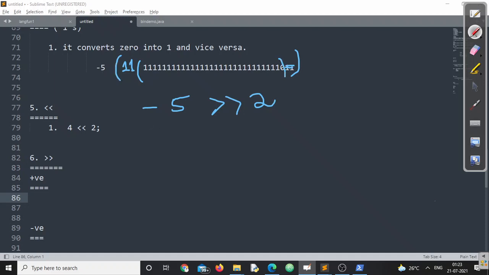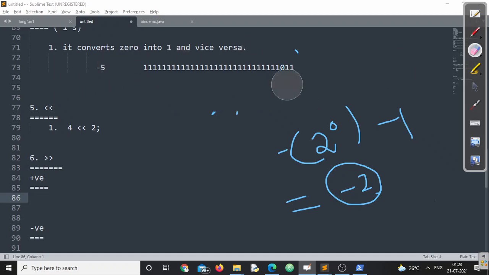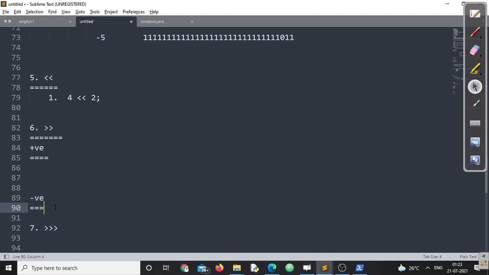Again, this will be in a 2's complement form. If you want to convert this, this will be again only 2 to the power 0. If I add a -1 here, I'll find -2. It is a 2's complement form. This is not a direct form, right? So you have to make sure while operating negative numbers on the right shift operator. Instead of 0 fill, this will be 1 fill. This is not 0 fill, remember that point.